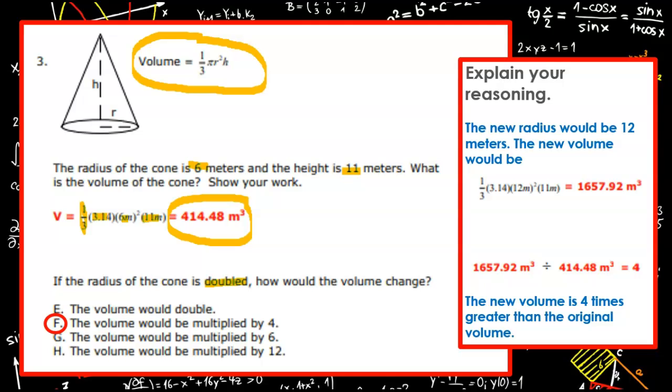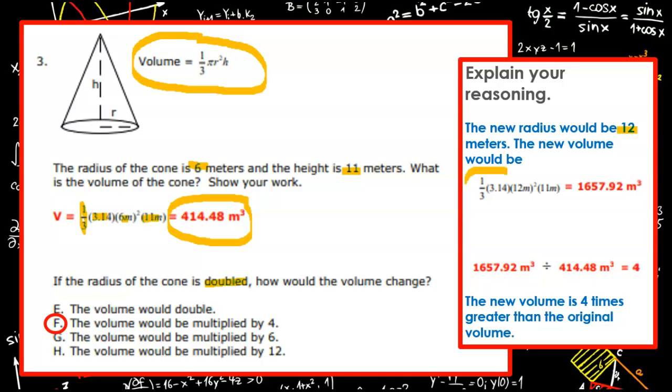Okay, we might think that if the radius is doubled, the volume is doubled, but that is incorrect. So let's really think this through. To think this through, guys, you can work it out. The new radius would be 12 meters, not 6 meters.